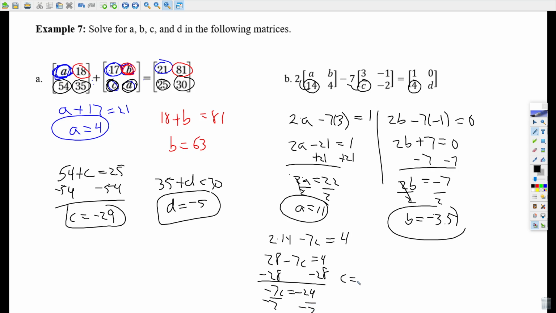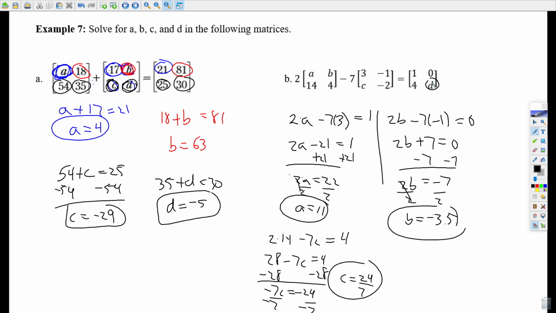Oh, no, it's another decimal. I'm going to leave it as a fraction, negative 24 over 7. That one's really ugly. That would be like 3 point something. Maybe almost close to 3.4, 3.5. And the last one, so again, you can get decimals. It's okay. Last one, we're looking at D.